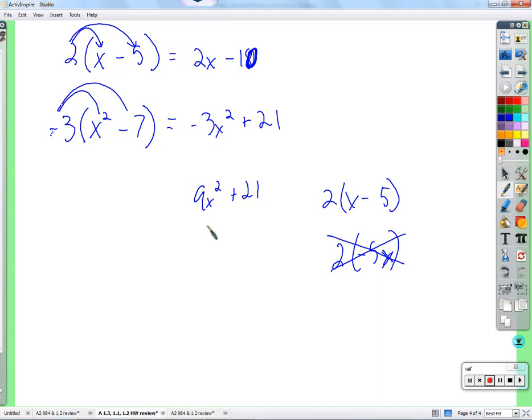Here, let's come over to this one. So getting to this point, I then might see the next thing would be like 9x squared.